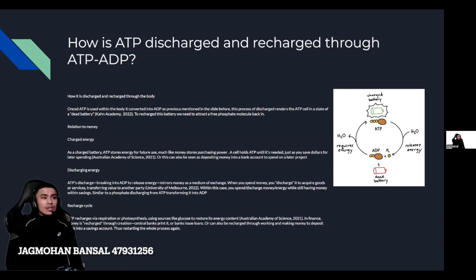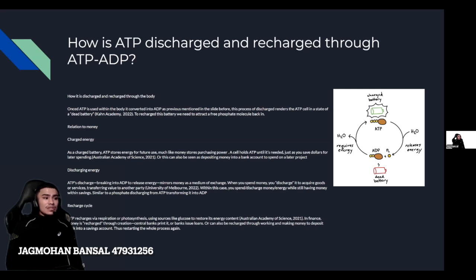Discharging energy. ATP discharge, breaking into ADP to release energy, mirrors money as a medium of exchange. When you spend money, you discharge it to acquire goods or services, transferring value to another party. In this case, you spend, slash, discharge money, slash, energy while still having money within savings, similar to phosphates discharging from ATP, transforming it into ADP.